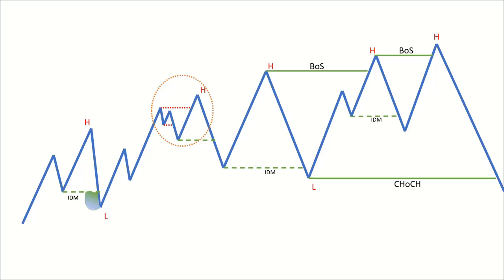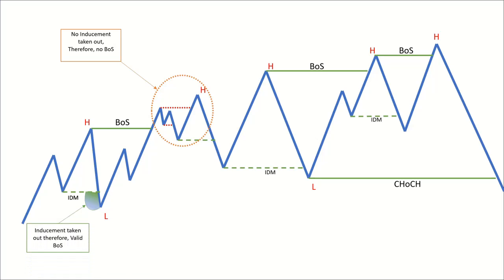All right, now let's look at this red shaded area here. Why is there no break of structure? Because it looks like the market broke structure, but why is it not a valid break of structure? It's because there is no inducement taken out in that area. And if no inducement was taken out, there is no break of structure. It's that simple. Look at the first break of structure, for example. Inducement was taken out before the market continued going in its direction.